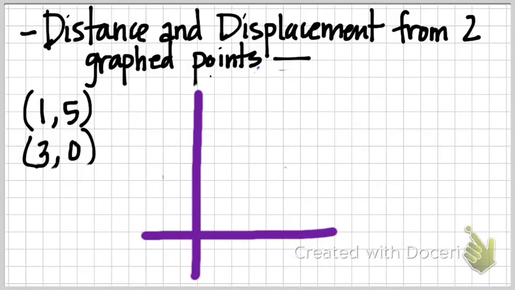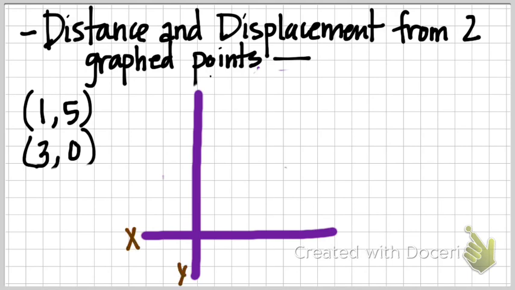In this session, we're going to discuss finding the distance and displacement from two graphed points. So if I give you the points (1, 5) and (3, 0), the first thing you're going to need to do is graph the points. So on (1, 5), I'm going to go over on my x-axis 1, and then I'm going to move up on my y-axis 5.